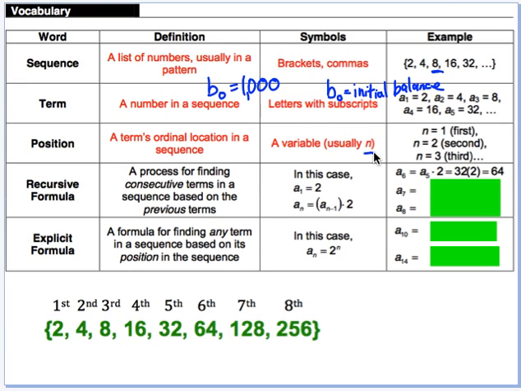Now, recursive, we talked about that last week, is a process of finding consecutive terms in a sequence based on a previous term. So when we were paying off a credit card bill, we needed to know the previous month's term before we could know this term, or the next term, okay?